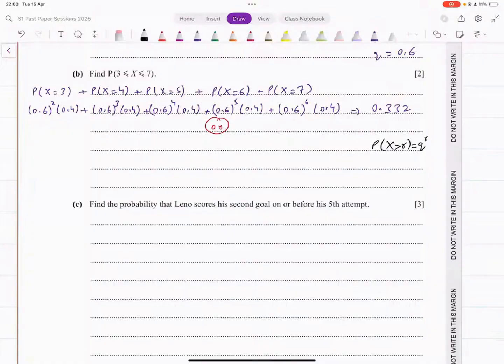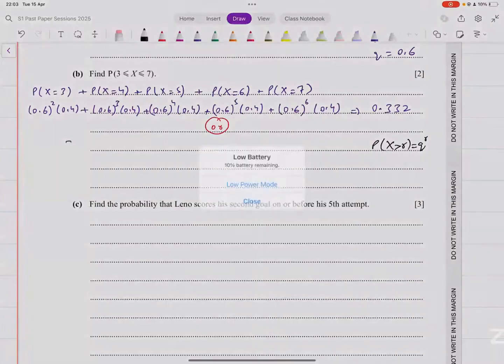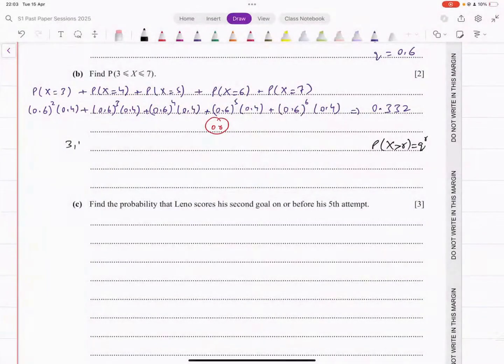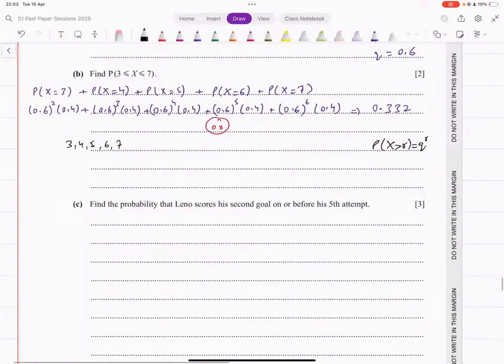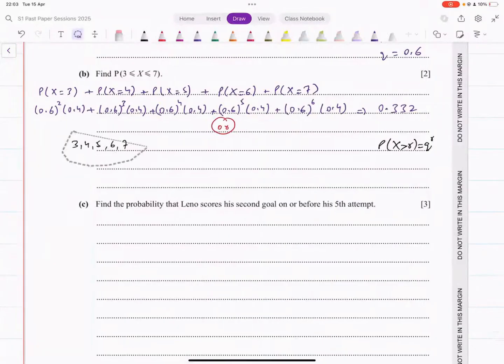Now, how would we approach this? This is one way to think about this. Let's write down the numbers that we need. We need 3, we need 4, and then 5 and 6 and 7. These are the 5 numbers that we need. What we do not need is numbers on the left side, and the numbers on the right side. Those are the ones that we do not need.